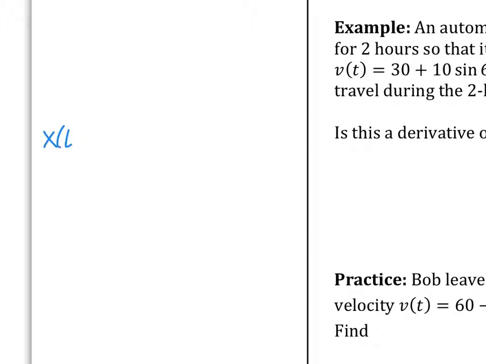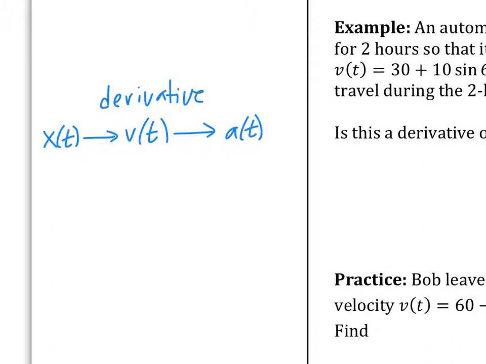Okay, so you start with position. If you take the derivative, it becomes velocity. If you take the derivative, it becomes acceleration. So this direction is derivative. So distance, when you take the derivative, you're dividing by time. So distance over time is velocity. How far you went over how long it took, that's velocity. How fast you went and how long it took you to get to that speed is acceleration. So if you take velocity and divide by time, it becomes acceleration.